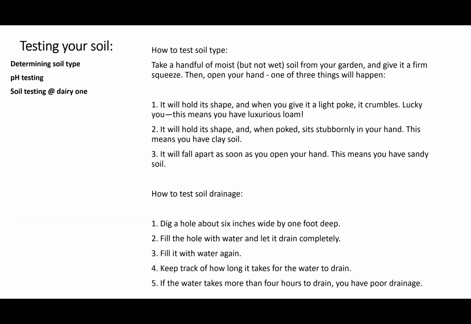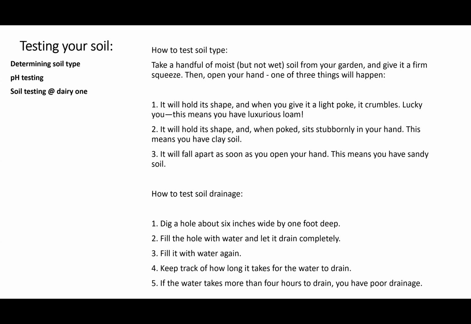So, determining soil type. When you're testing your soil, you're going to determine soil type and figure out your pH, and then we'll talk more about micronutrients and organic matter in a minute. But if you want to test your soil type, basically you take a handful of moist, not super wet, but damp soil, and you squeeze it in your hand and then open your hand. If it holds its shape, then you have either loamy or clayey soil. If you poke it and it falls apart, then you're very lucky. You have loamy soil, which is the best soil that you can have.